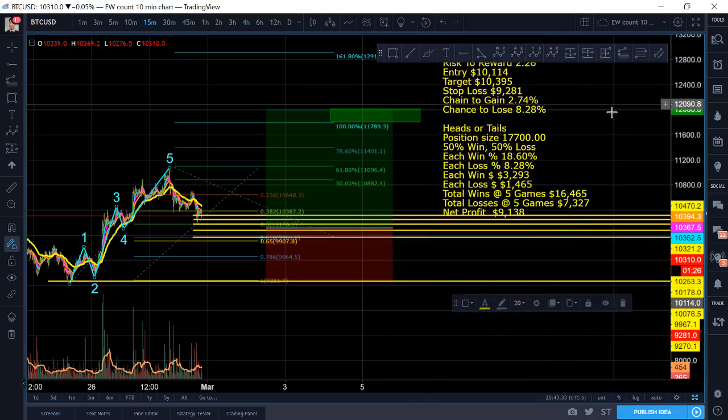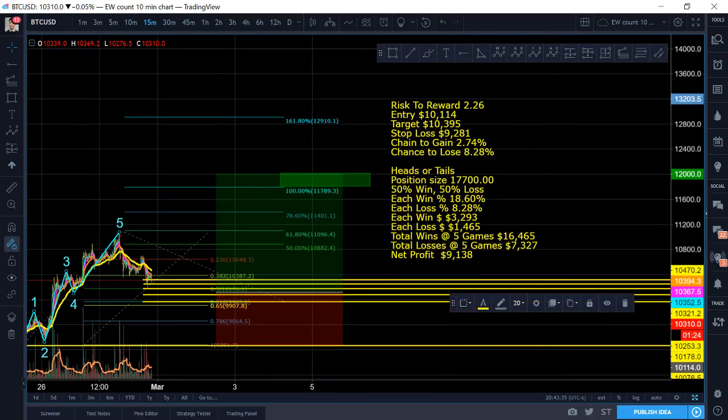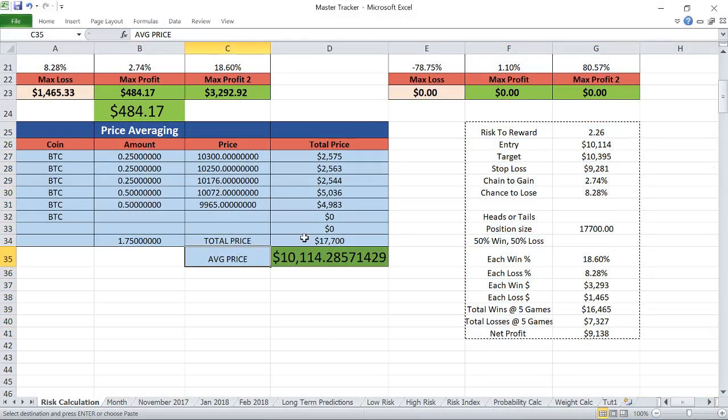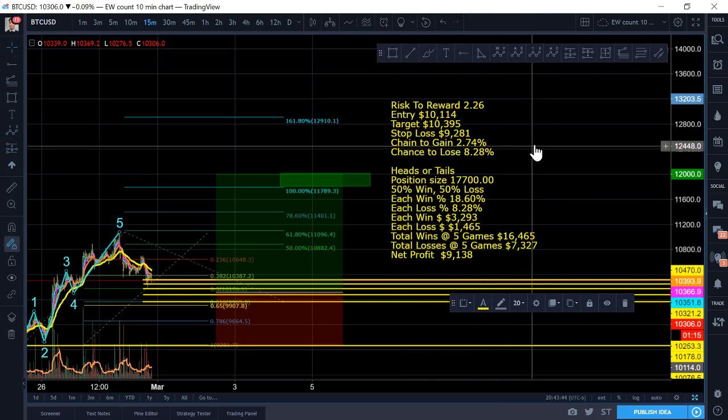Anyways, so now we have a position size of what we saw in here earlier, 1.75 Bitcoin. We averaged our price to be exactly 17,700, right?